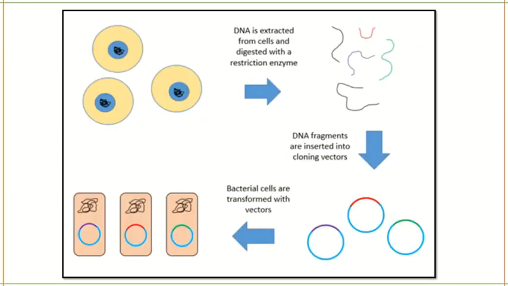Okay. So you can see here a very clear picture about the genomic DNA library. From this organism, the genome is extracted, cut into small pieces using restriction enzymes, inserted into a vector or a plasmid, then transformed into a bacteria. And that will be maintained as a genomic DNA library.